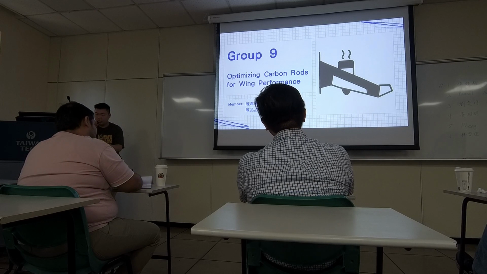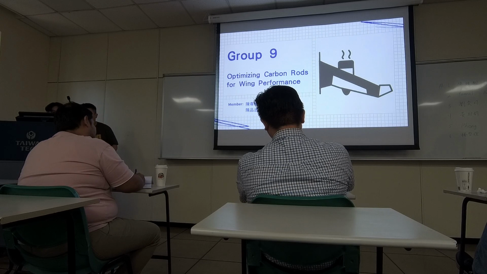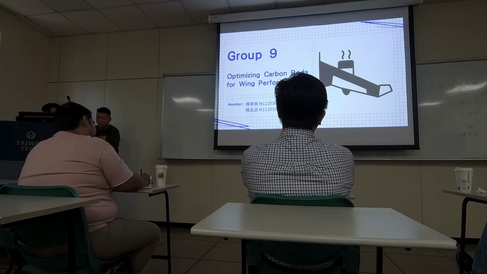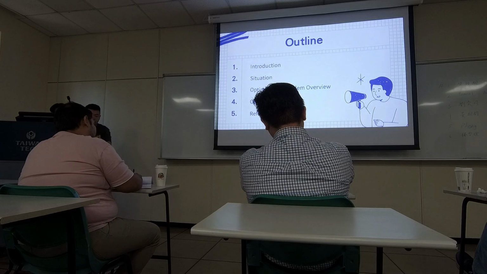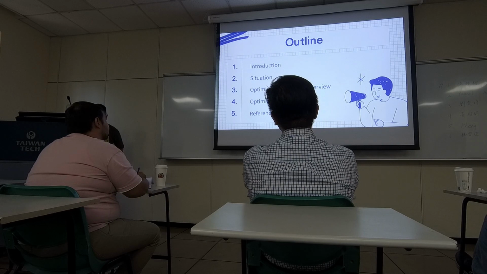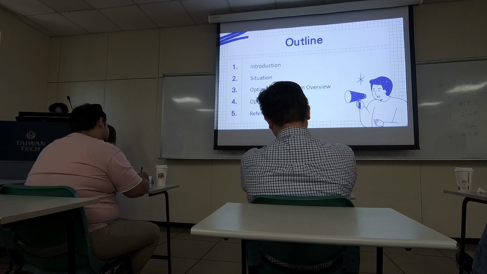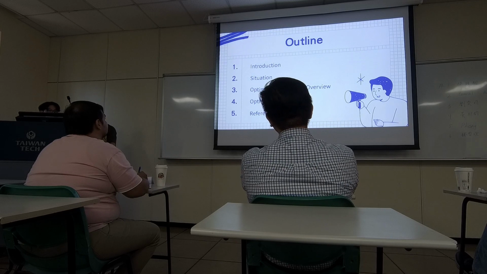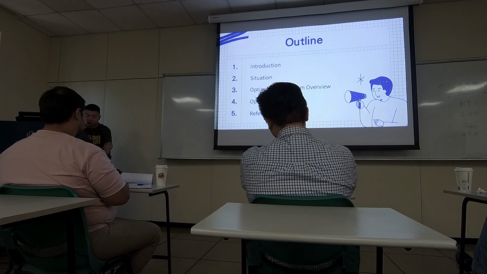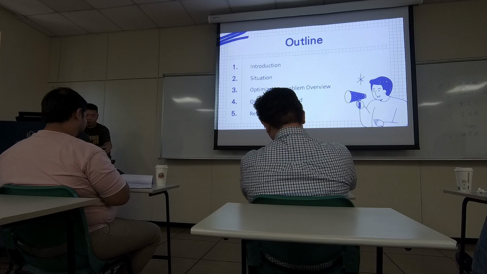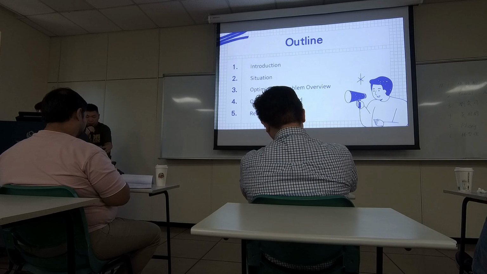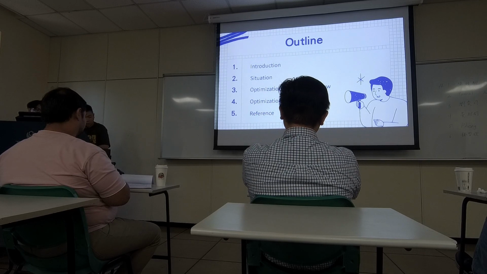And we are Group 9, and here is our title. We are going to optimize component rods for wing performance. And our topic is to reduce the overall weight of the wing by optimizing the dimensions of the component rods in the wing, further reducing fuel or power consumption during flight. First we will introduce the situation, then explain the optimization problem overview and optimization methodology. And at the end we will show our reference.